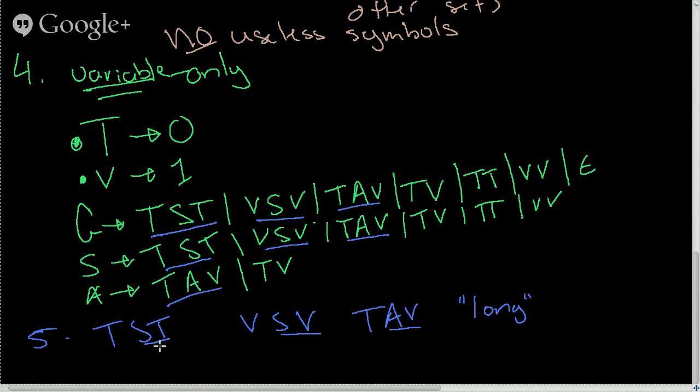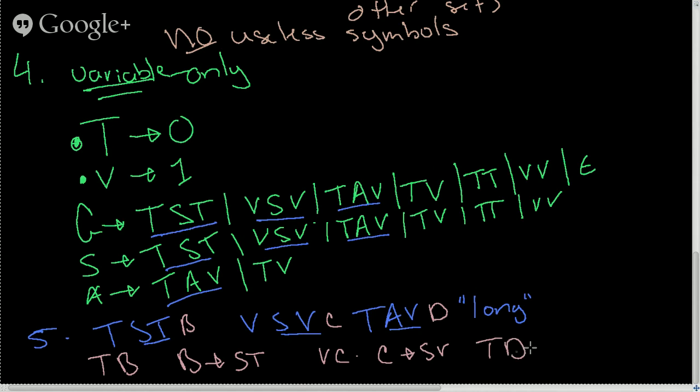So we need to introduce 3 more variables. So we have G, S, A, and T, V. So we'll do B. I'm going to do it in a different color here so you can see what I'm doing. We'll do B. We'll do this one as C. And we'll do this one as D. So we will have, this can be TB, where B goes to ST. This can be VC, where C goes to SV. And this can be TD, where D goes to AV.